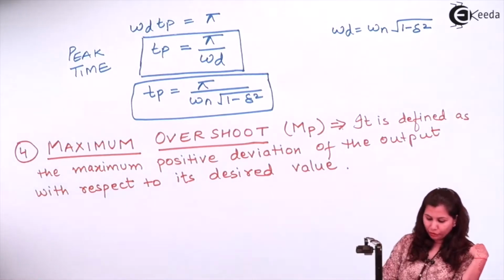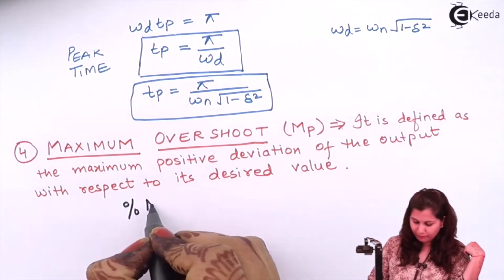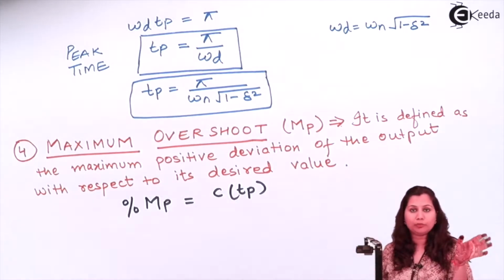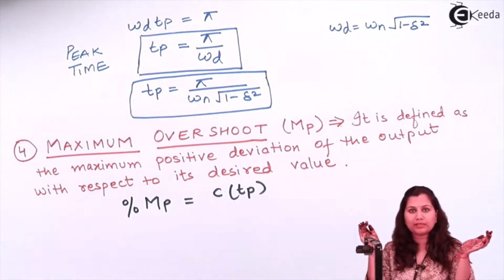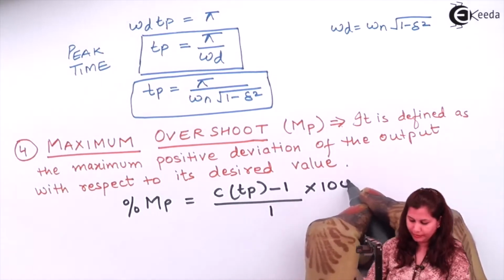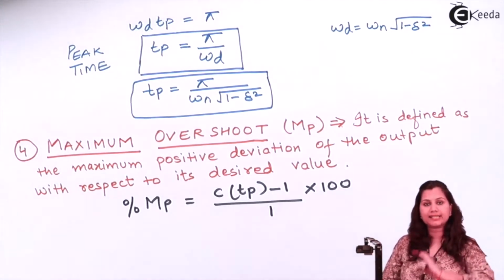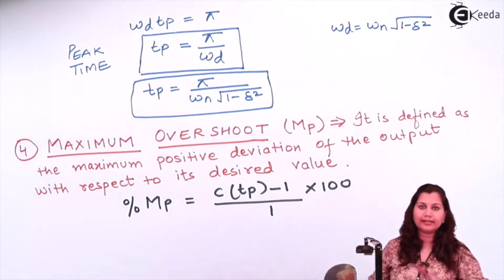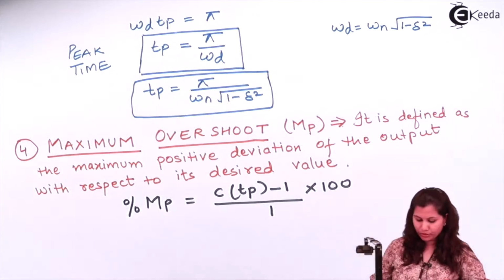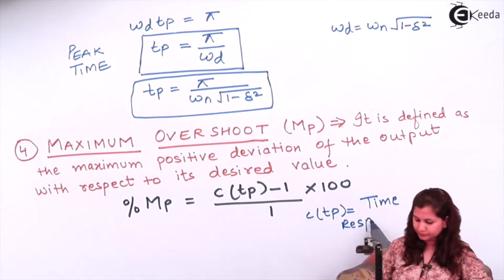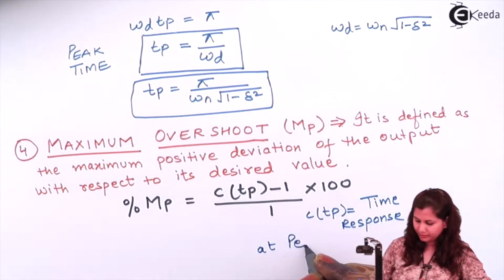Okay, so the formula for this maximum overshoot is given by percentage MP, that is percentage of the maximum overshoot, equals C of Tp minus 1 upon 1 into 100. Here C of Tp is the output response at the peak time, that is, putting the value of the peak time in the output response equation. We put 1 because our desired value is 1 as we are having the step input. So C of Tp minus 1, that is our desired input, divided by the desired input, gives the percentage overshoot, where C of Tp is the time response at peak time.